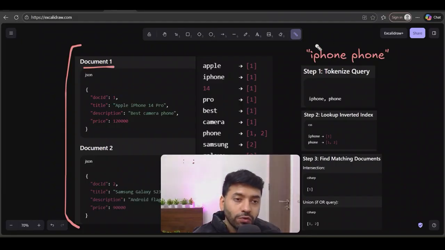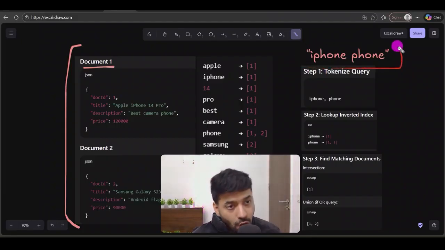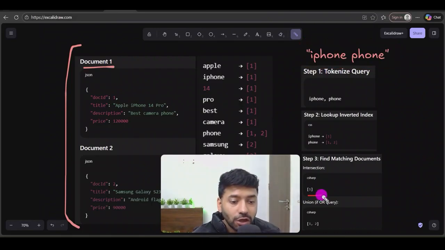So if we had to find the intersection of all the words in the query, then it would have returned document 1. But in case we had applied the OR operation or the union instead of the AND operation or the intersection, then we would have returned both the documents, document 1 and document 2. Why? Because iPhone is present in document 1 and phone is present in both the documents, document 1 and 2.